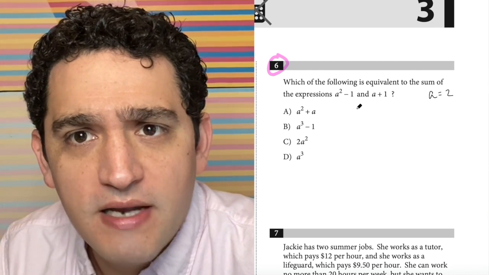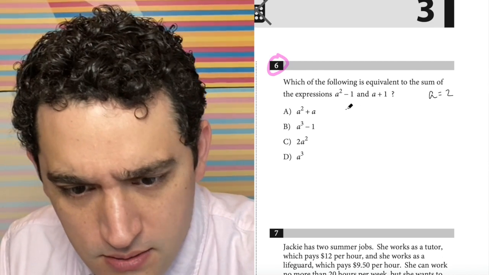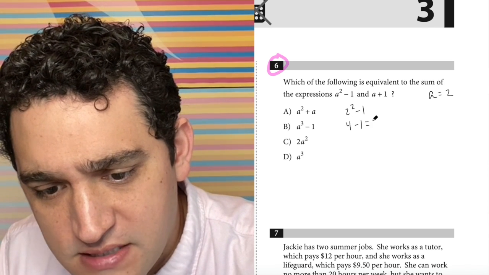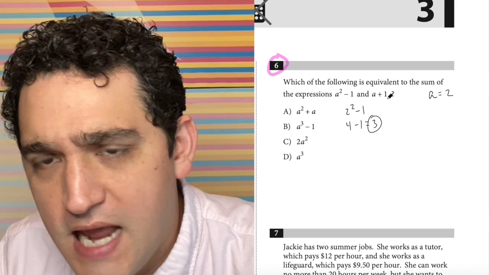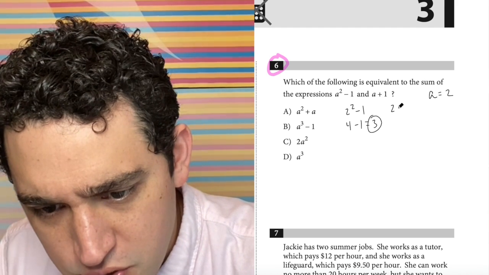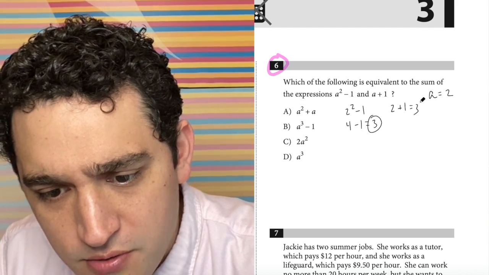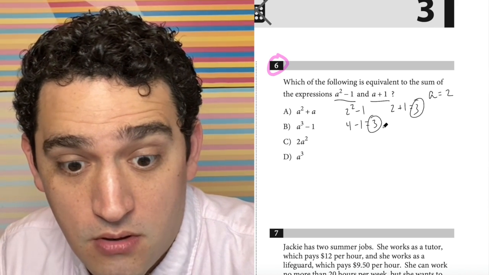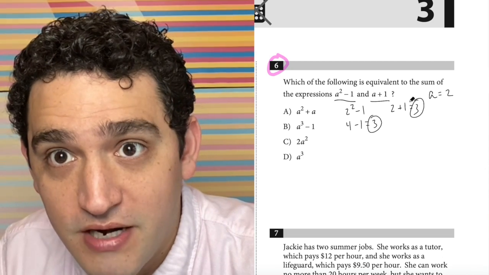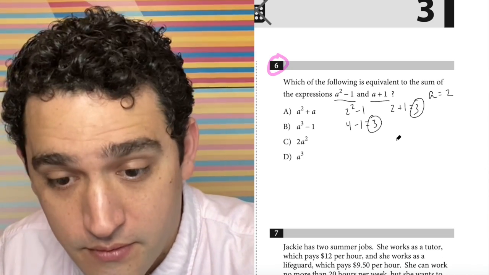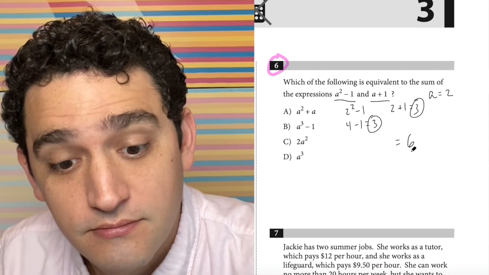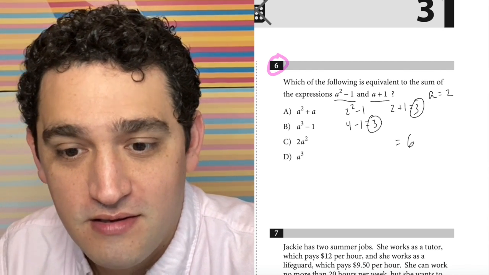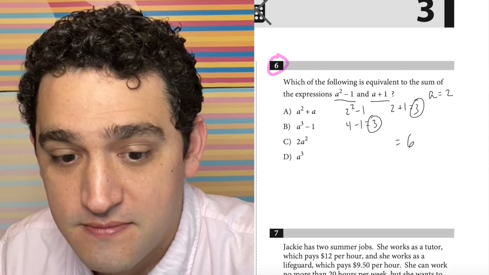So we have a squared minus 1. What is a squared minus 1 when a equals 2? Well, that'll be 2 squared minus 1. That's 4 minus 1. That's 3. And what is a plus 1 when a equals 2? That's 2 plus 1. Also 3. What is the sum of a squared minus 1 and a plus 1? Otherwise known as, what is the sum of 3 plus 3? Well, it's 6. Let's see which of these, when you plug in 2 for a, equals 6.